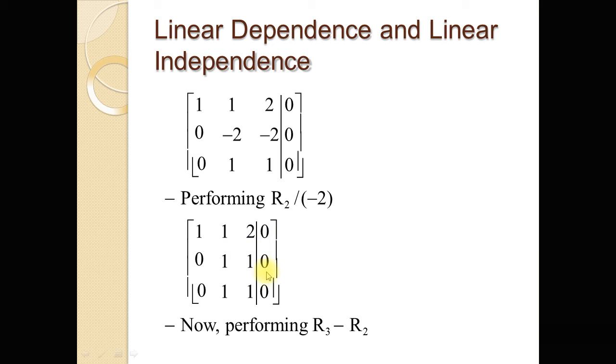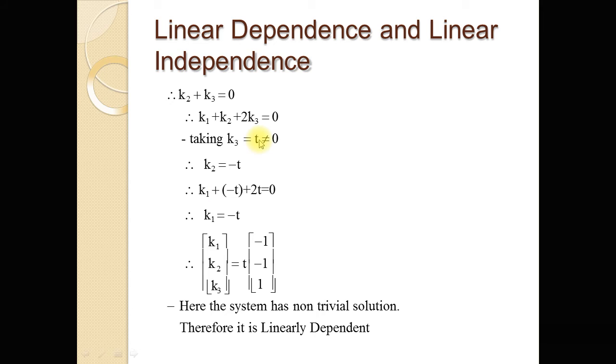Subtract the second row from the third row. The whole third row will be 0, which means k3 is free. So in this case, k3 free means k3 is equal to t, where t is any real number.